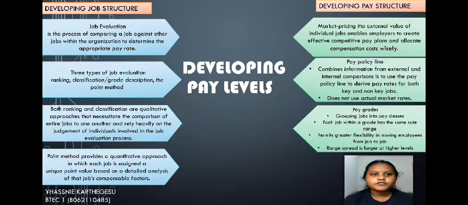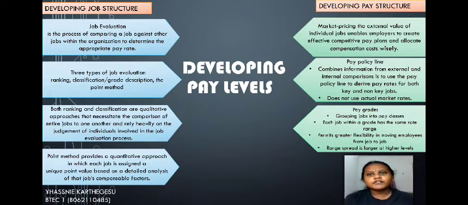Job evaluation is the process of comparing a job against other jobs within the organization to determine the appropriate pay rate. There are three types of job evaluation: ranking, classification or grade description, and the point method. Both ranking and classification are qualitative approaches that necessitate the comparison of entire jobs to one another and rely heavily on the judgment of individuals involved in the job evaluation process. But the point method provides a quantitative approach in which each job is assigned a unique point value based on detailed analysis of that job's compensable factors.